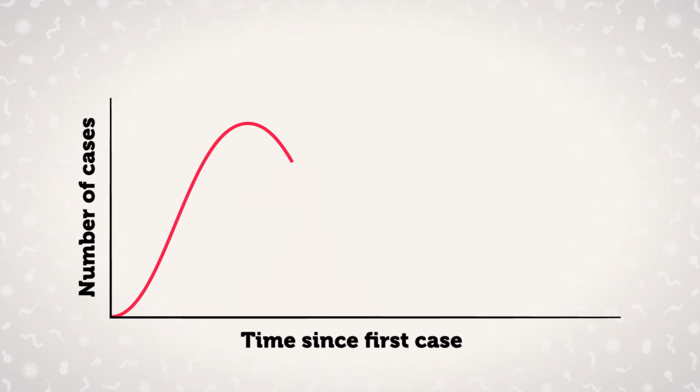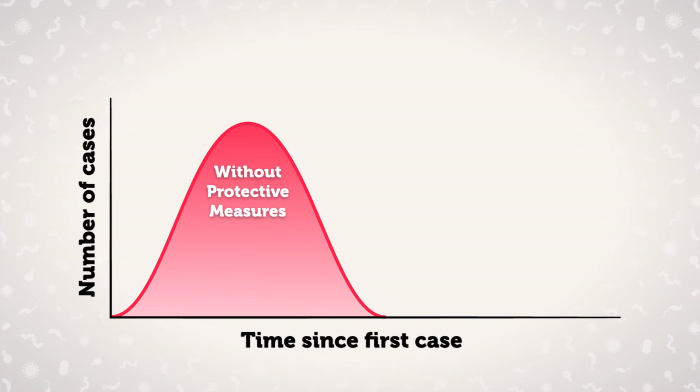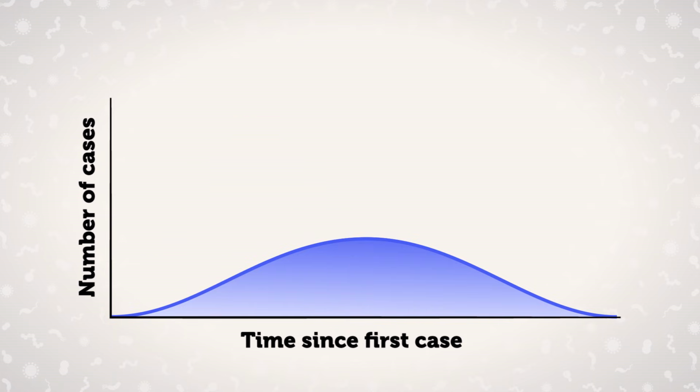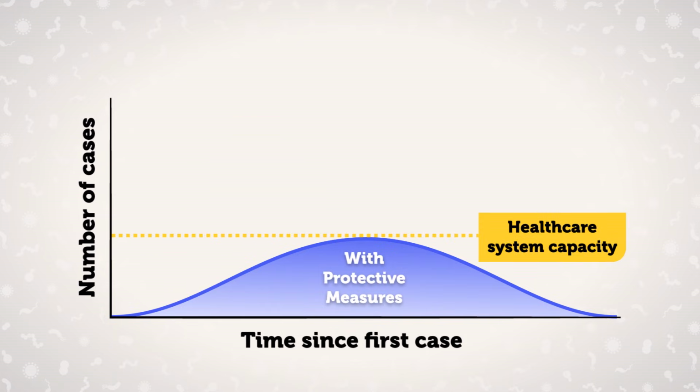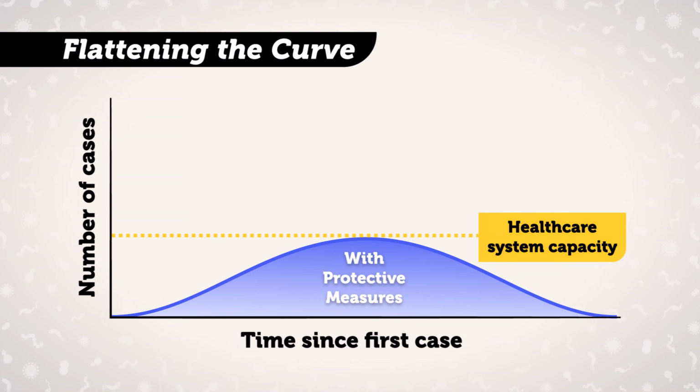In fact, slowing the spread of the virus through public health interventions is one way to stop the healthcare system from being overwhelmed. If we look at the number of people infected over time, interventions make sure that the total number doesn't get higher than the healthcare system's capacity. We call that flattening the curve.